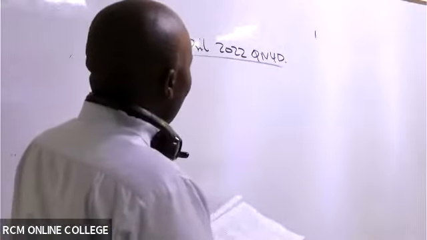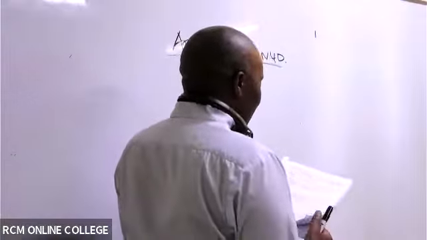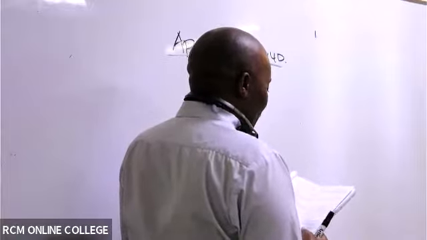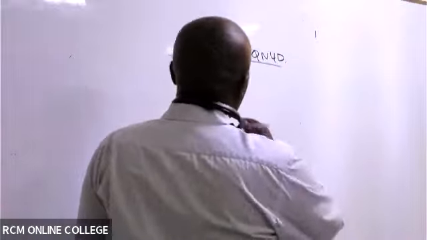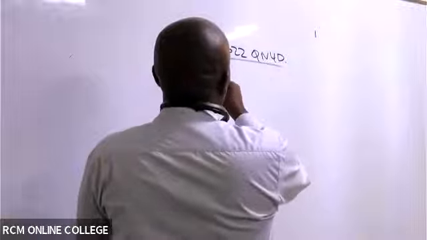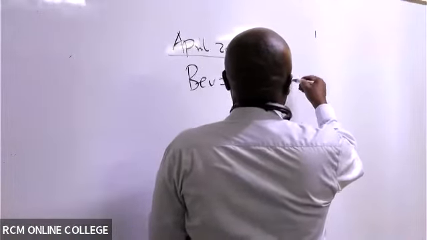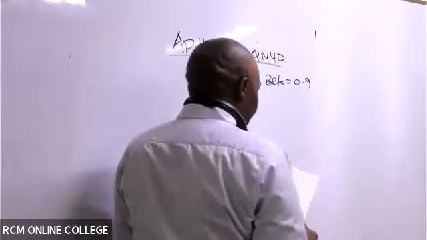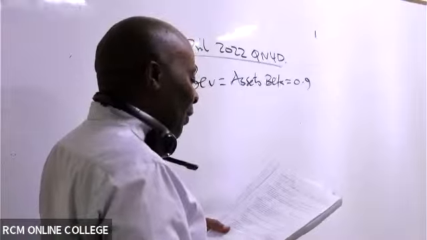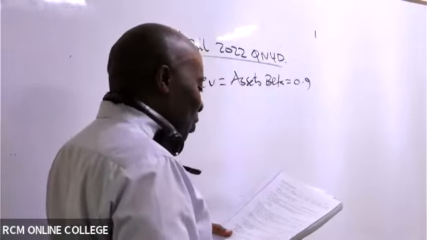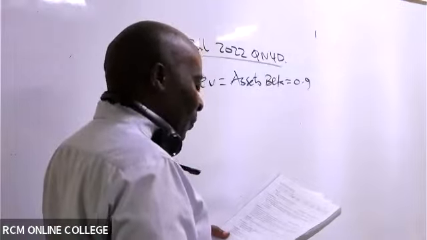So this is the question we are doing, April 2022, question number 4D. We are told here, Viwanda Manufacturers Limited, current EPS is 5. The company has an asset beta of 0.9, so assets beta is BEU, and adopts 40% dividend payout ratio as its dividends policy. The risk-free rate of return is 5%.